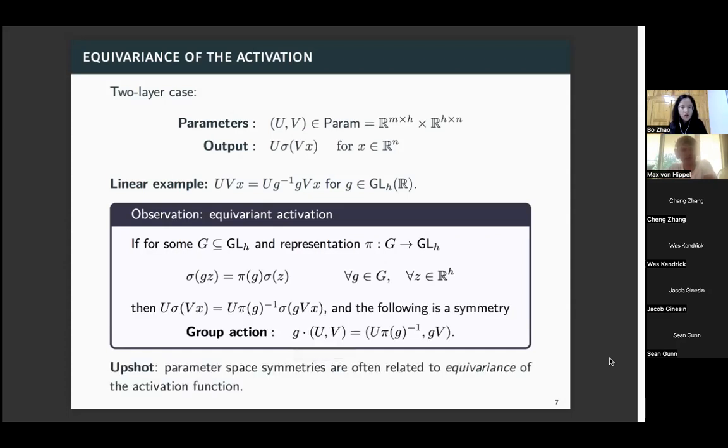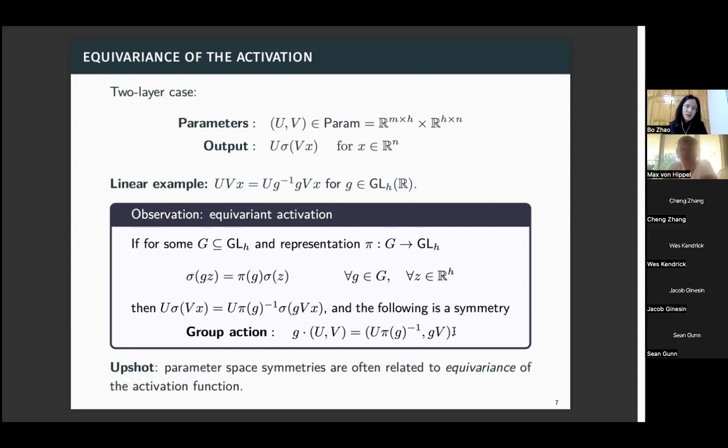So if this is all true, then we have this equation: sigma(U) times sigma(Vx) equals U times G inverse and sigma(GVx). And then we can define the following group action, which is a symmetry. The way to verify this is just to multiply them together and verify that it equals U sigma(Vx).